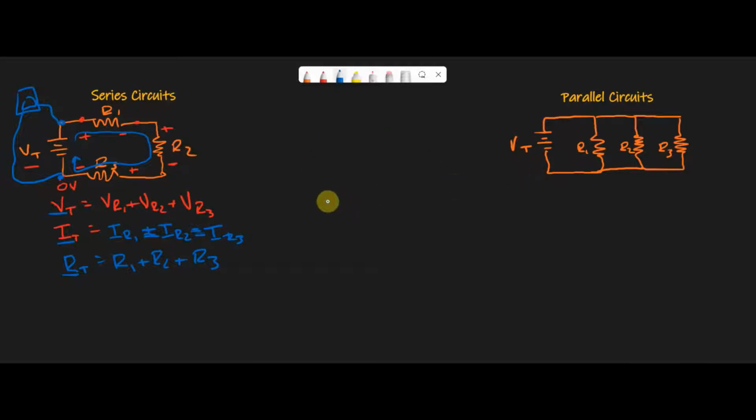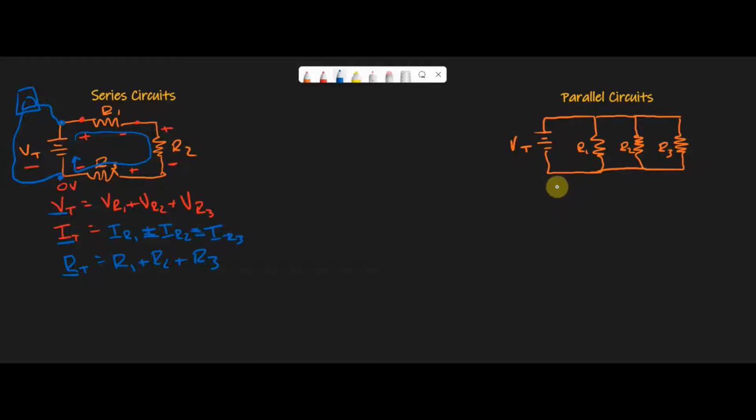Now let's go over and do the same thing and see what our relationships and our equalities are for a parallel circuit. I still have my total voltage here, which is my battery voltage. But this time, each one of my loads is in parallel. And again, these could be different things, lights, fans, buzzers, whatever. But they're in parallel. And hopefully visually you can see the difference between these two.